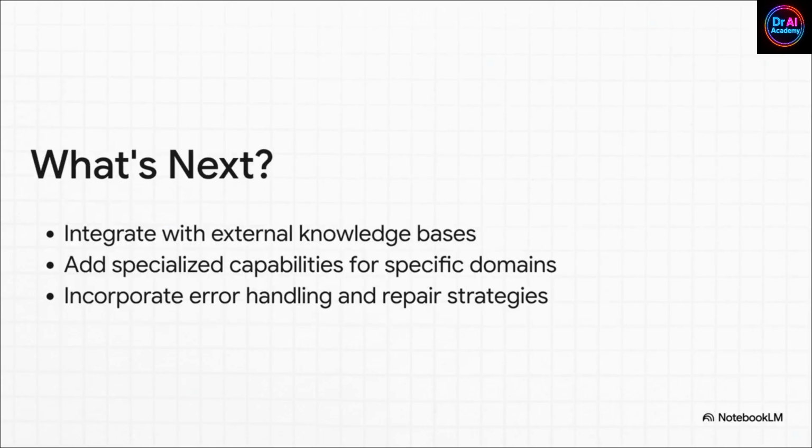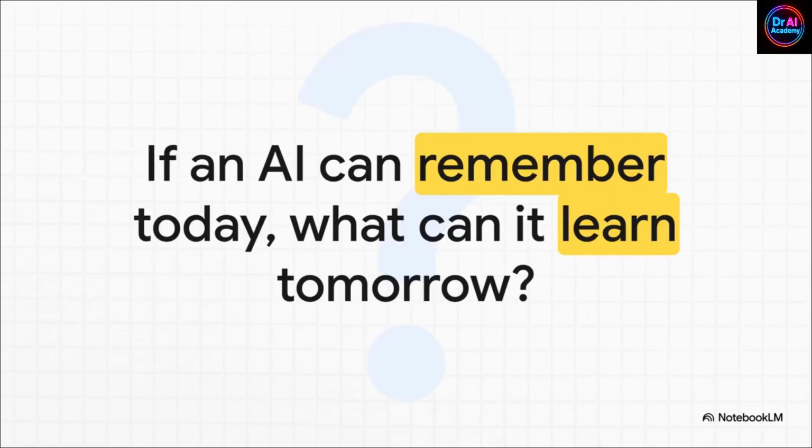And hey, this is just the beginning. From this foundation, you can make future agents even smarter. You could connect them to massive databases of external knowledge, give them special skills for things like medicine or law, or just make them better at fixing the conversation when things go a little off track. So the final thought I want to leave you with isn't just about remembering what was just said. It's about what an AI with a real memory can learn over time. I mean, if it can remember your last sentence today, what will it be able to understand and maybe even predict about what you need tomorrow? The possibilities are really just starting to open up.